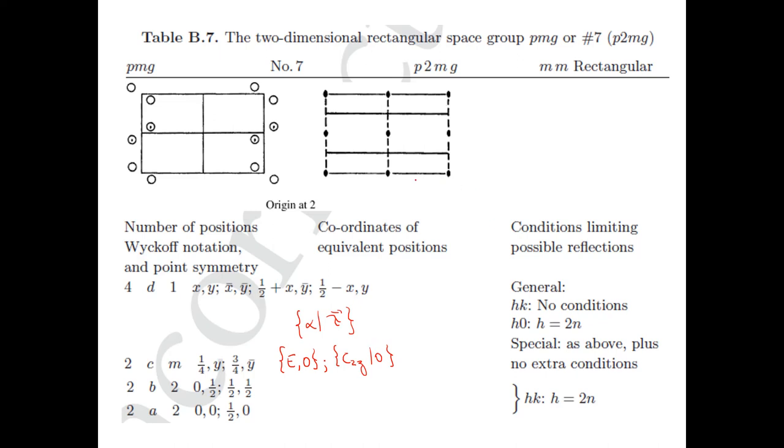And you have this sigma X plane. It's a sigma X operation, reflection along X. And you have a glide plane, sigma y, indicated by this dashed line. When you do sigma y, you have to translate by 1/2 along x. These are the four symmetry operations here.